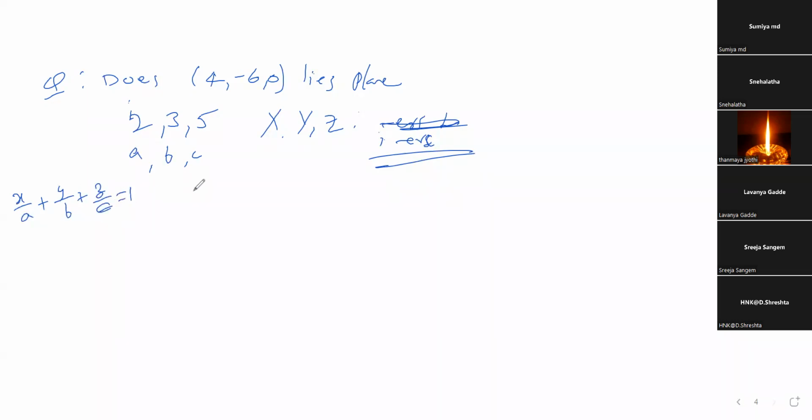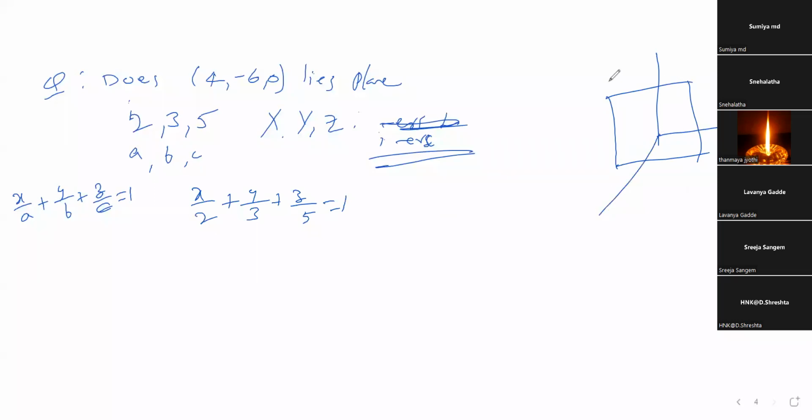So here your plane equation becomes x/2 + y/3 + z/5 = 1. Now the question is whether this point lies in this plane. I'm supposing this is my plane, where the x-axis, y-axis, and z-axis are like this, and the intercepts are given on the x-axis, y-axis, z-axis. So this is 2, this is 3, this is 5.